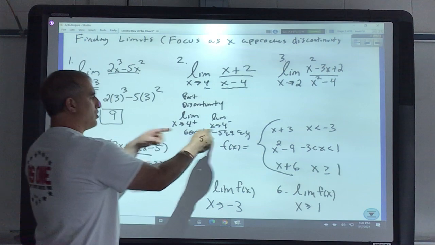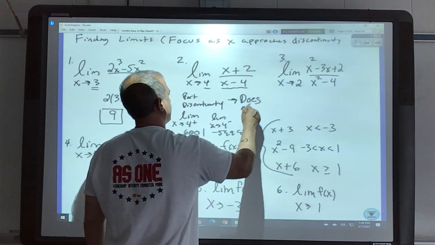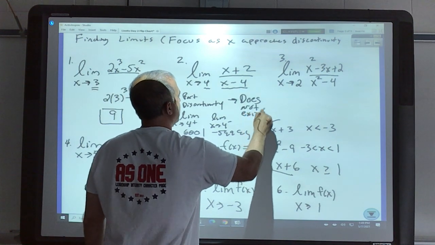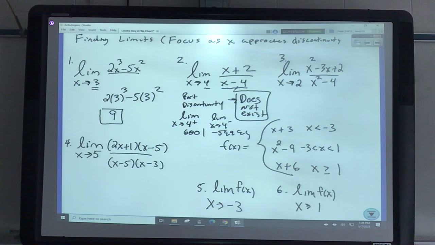Now, as you can see, those are two totally different answers. So this one does not exist, because I'm not getting the same thing from both sides. In that case, that would be an asymptote. Okay, let's go ahead and look at this one.